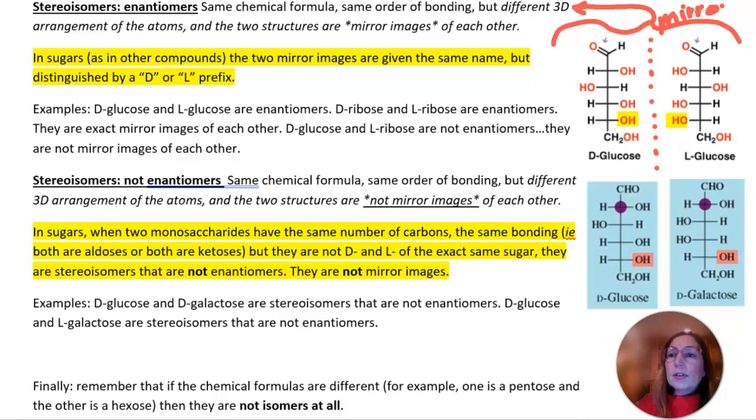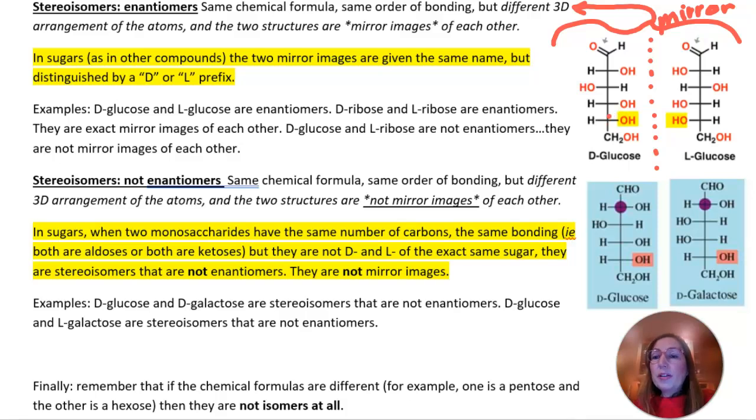That's just going to represent our mirror, and I just kind of imagine a flipping, like a handedness, like a hand flipping from forward to back as I'm looking at those two images. Okay, so let's start from the bottom again. We have CH2OH on both D and L glucose.